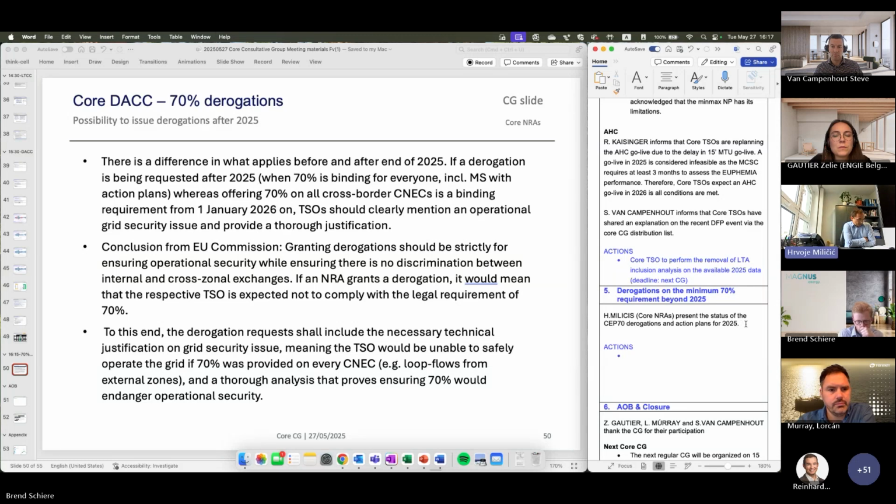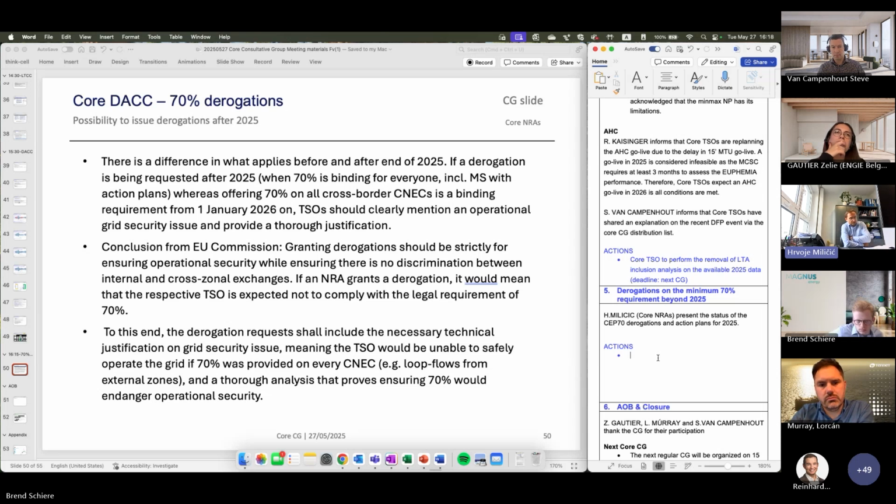Okay, so there was a question. What will happen with the derogations for the 70% starting from basically next year? Because we are all aware that the electricity regulation says that the action plans are basically ending at the end of 25, but it doesn't say anything about the derogation. So there were meetings, we exchanged views, core NRAs together with the ACER and European Commission, and there are some statements which you can already find in these slides.